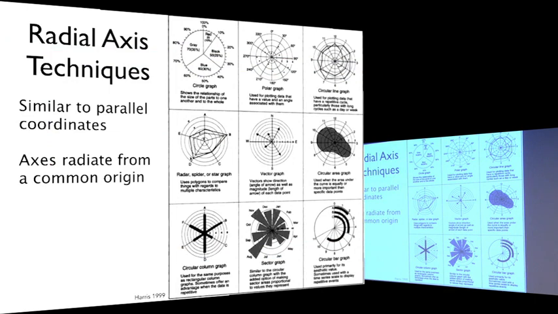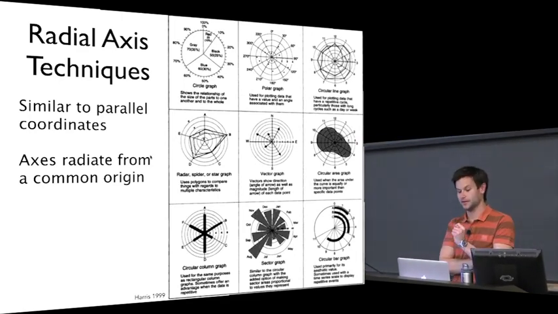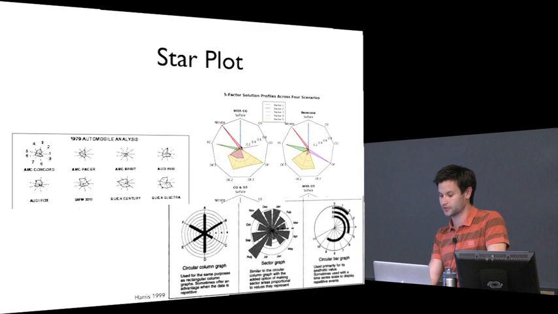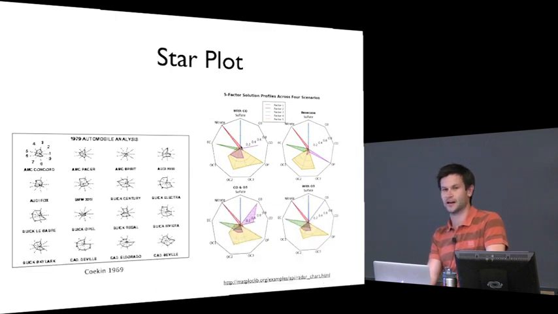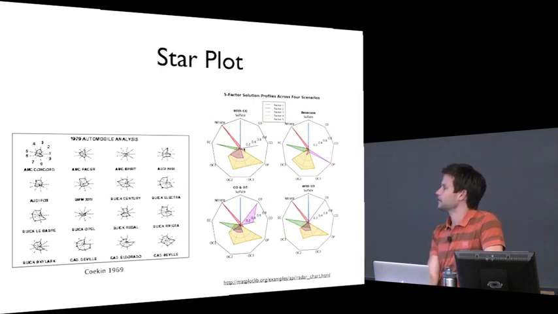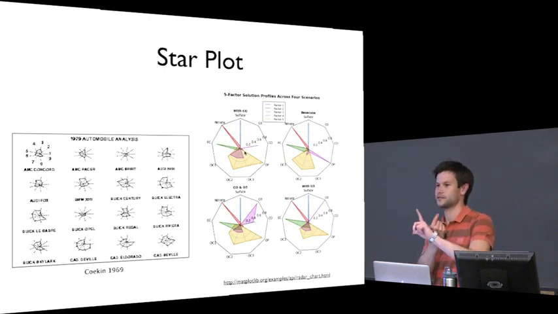Another thing you could do is radial axis techniques. It's similar to parallel coordinate plots, and it just arranges the axes in a radial way, radiating from a common origin. There are different versions that you could create, but the most widely used are star plots. If you look at newspapers, sometimes they use them. Each axis shares a common origin, and instead of showing them parallel to each other, you arrange them in this star fashion.